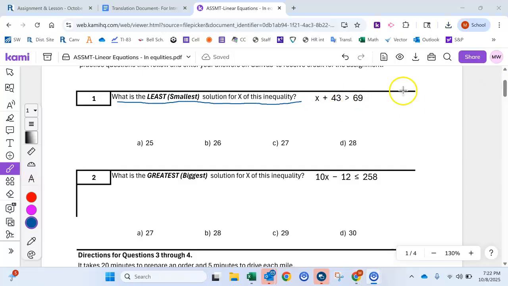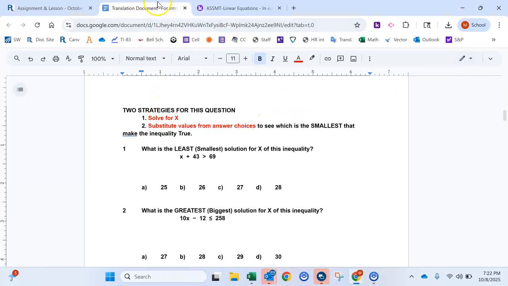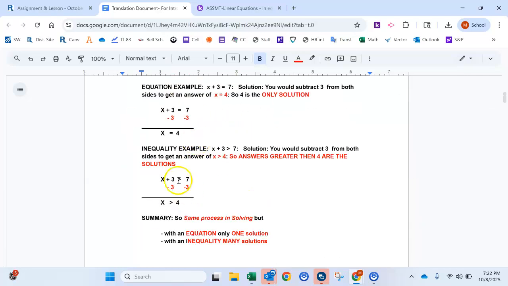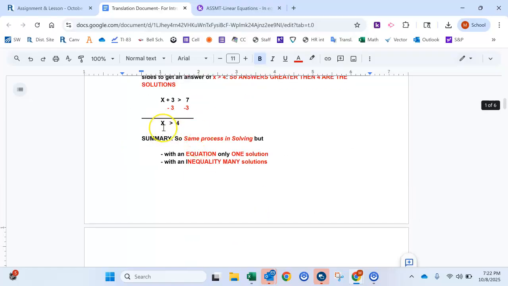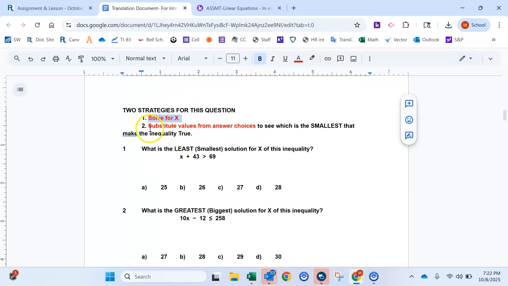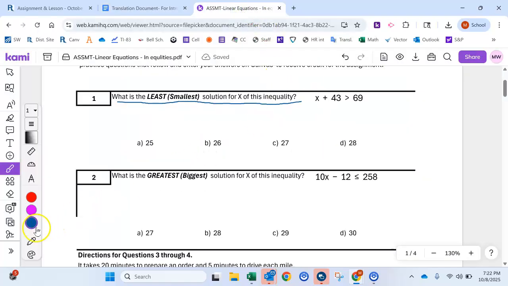When we look at this problem, I want you to know that there are two strategies for getting the correct answer. The first one is that we can solve for x, like I showed you above. X is greater than something. For example, this one here says x is greater than 4. Or we can substitute values from the answer choices to see which is the smallest that makes the inequality true. So make sure you translate this if you need to. Okay, so I'm going to show the first option.